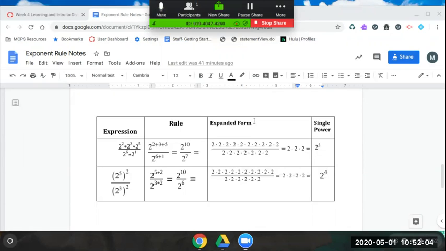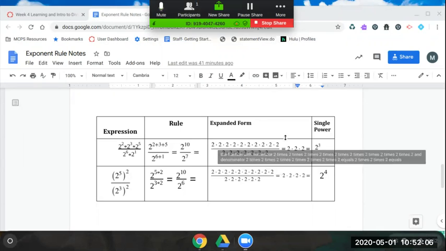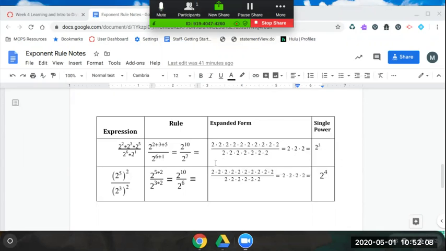The expanded form is just telling us we have 10 2's in the numerator and we have 7 2's in the denominator. These will all cancel out except for the last 3. And of course, another way to say that is 2 to the 3rd.